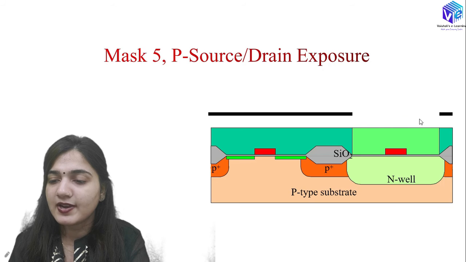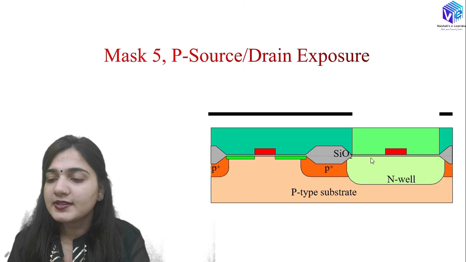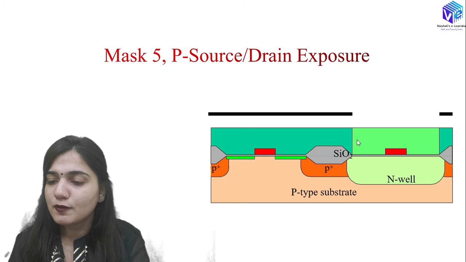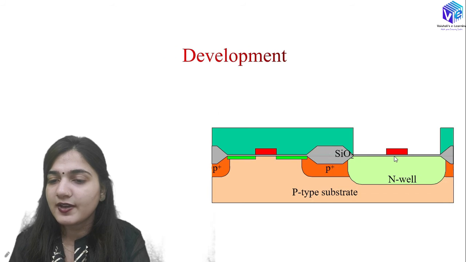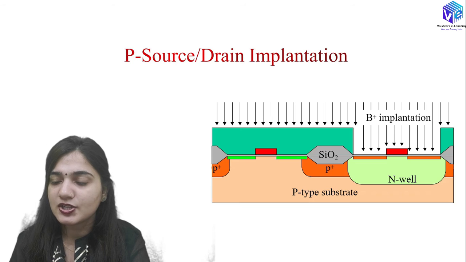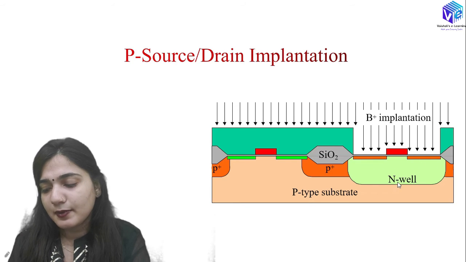So first of all I have aligned the mask. The P type source and drain exposure mask is aligned now, and then it is exposed to the UV light, and this is how the characteristic of the photoresist has changed over here. After that we can go to the development phase and remove the photoresist, and then I can go to the ion implantation with the help of boron ions, and this is how we will have the boron implantation, and this is how we will have the P plus region in the N well.